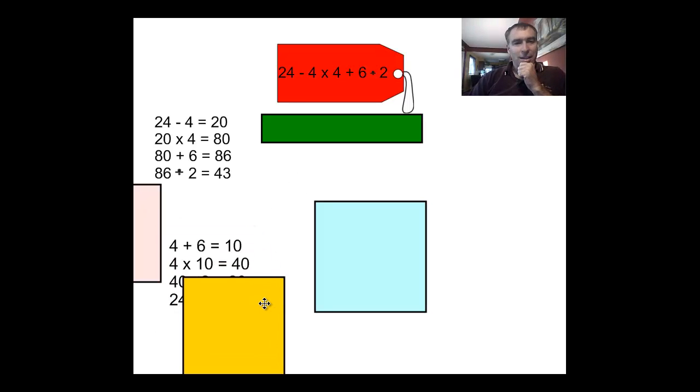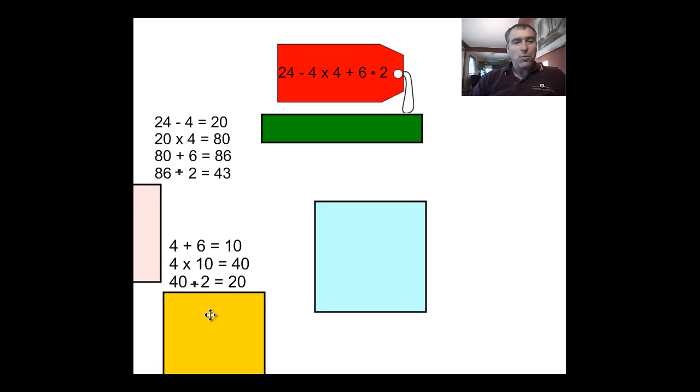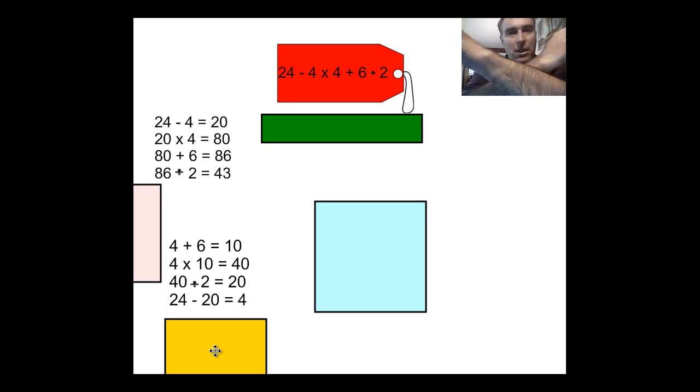Maybe if I did it in a different order, maybe I could do 4 plus 6, and that gives me 10. And then I would do 4 times 10 equals 40. Next I would do 40 divided by 2 equals 20. And then I'd be left with 24 minus 20, so the answer would be 4. And some of you got that, and guess what? It's not right.